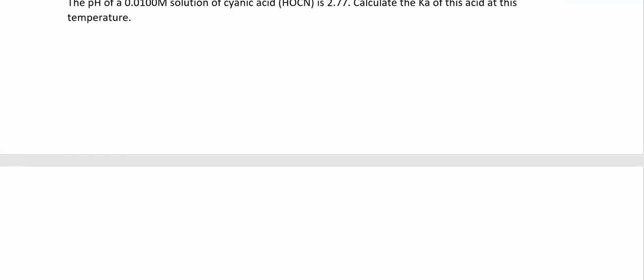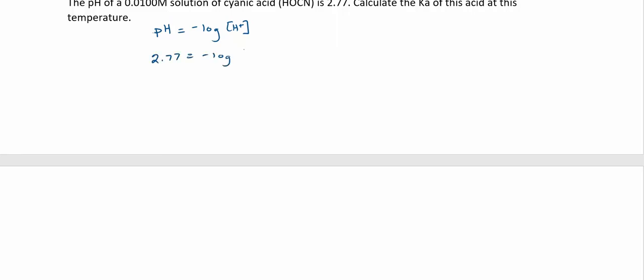For the next one, the pH of a solution of cyanic acid is 2.77. Calculate the Ka of this acid at this temperature. Okay, so in this case, we have a pH. Here we're going to start with the pH. pH is the negative log of the concentration of the hydrogen ion, and this is going to be at equilibrium. So I'm told the pH is 2.77.